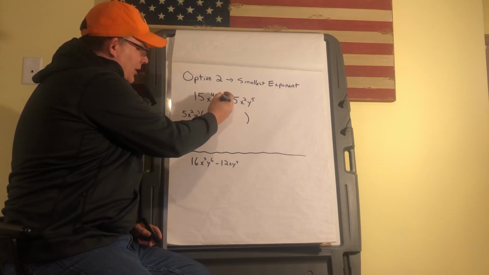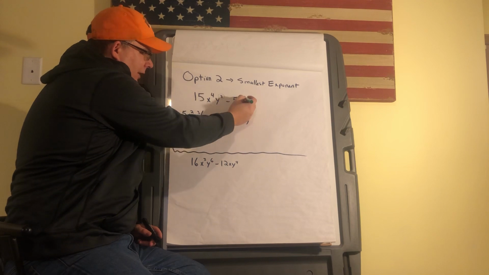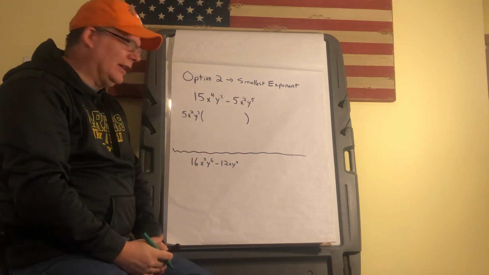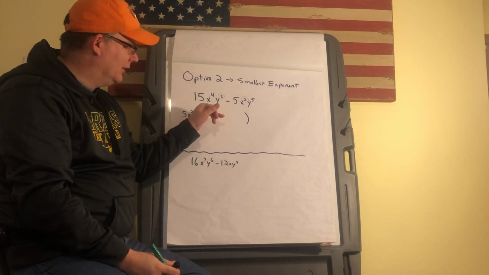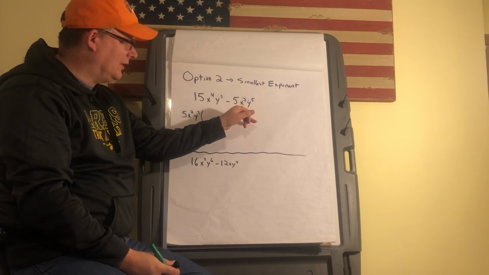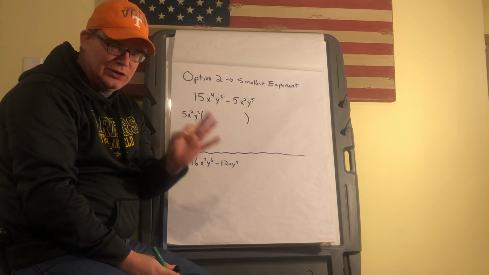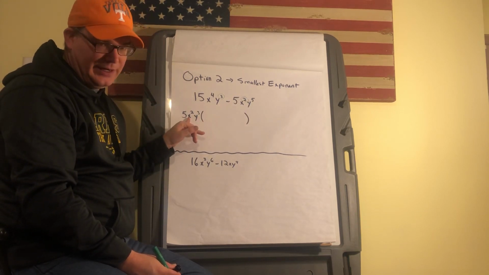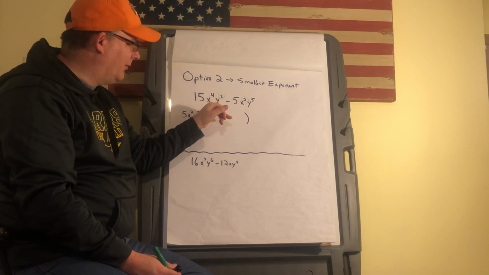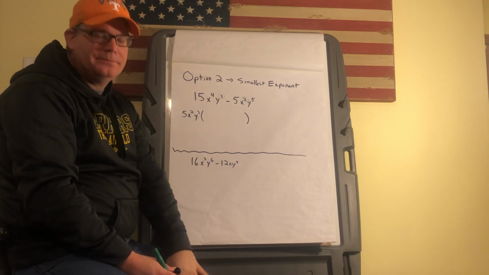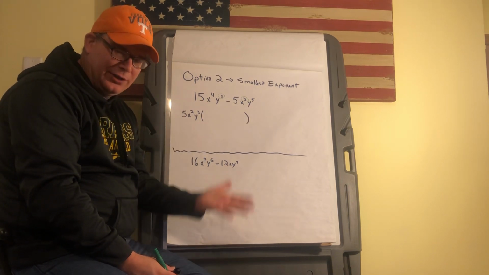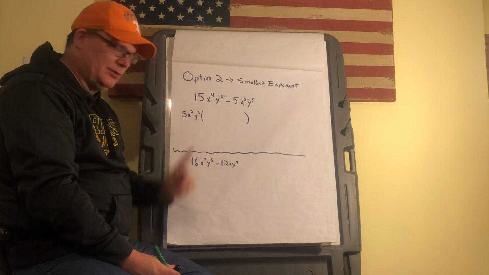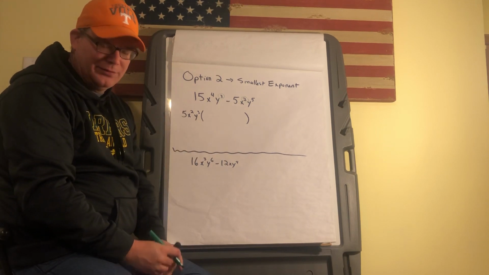Looking at the variables, if I look at the x's, this is x to the fourth and this is x squared. Which one of those is smaller? X squared is smaller. That's going to be our common factor. And then for the y's, we have y to the third and y to the fifth. Which one of those is smaller? Y to the third. That's the one that's going to go into your common factor.